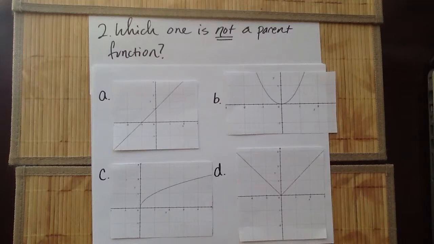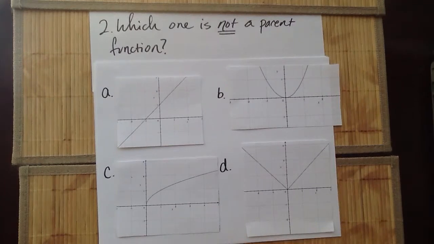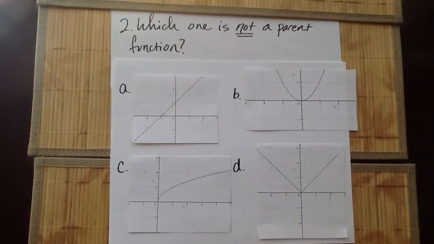Which one is not a parent function? Choices B, C, and D all start at the origin and are known to be parent functions. Choice A is a translation of y equals x, so A is the correct answer.